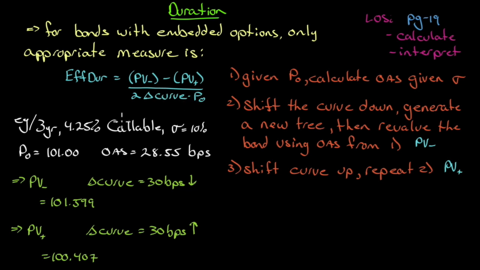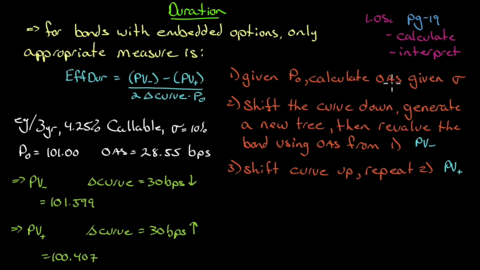So to arrive at effective duration for a callable bond, or a risky callable bond, is a little trickier here. Given our current price, we calculate an option adjusted spread given some level of volatility.